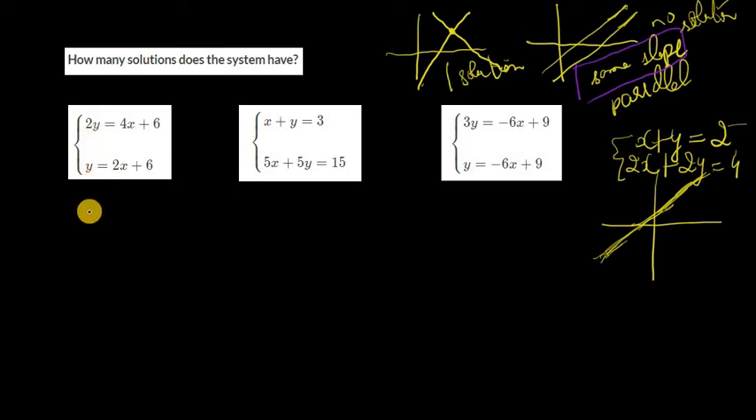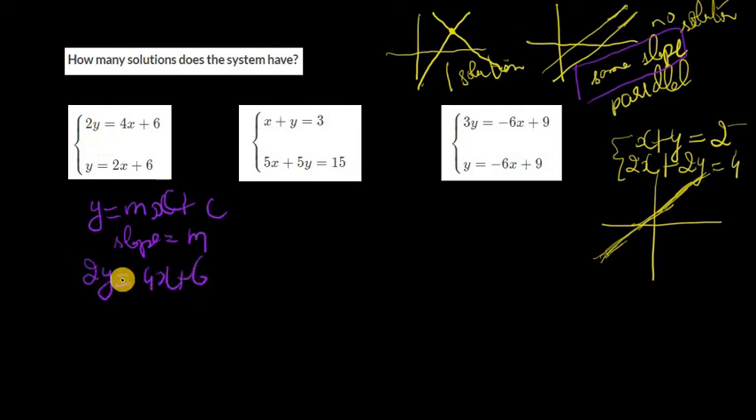Let me write the first equation in the standard form, which is y equals mx plus c, where m and c are some constants. In that case, our slope would be m. For the first equation in this system, it is 2y equals 4x plus 6. I'm just going to divide both sides by 2, which gives me y equals 2x plus 3. Notice the m here in both these equations is the same. It's a 2.